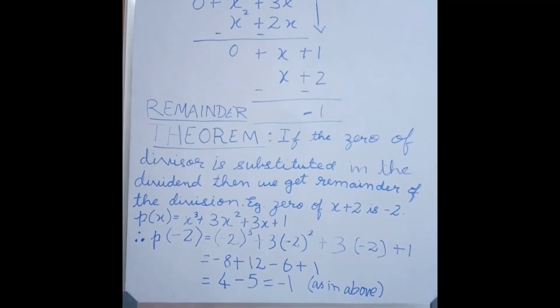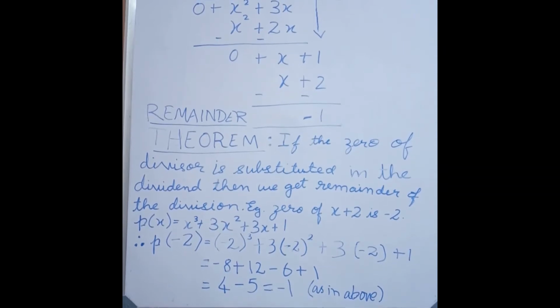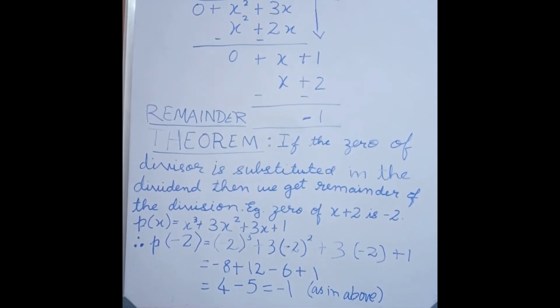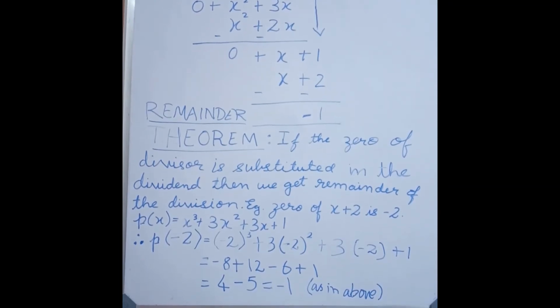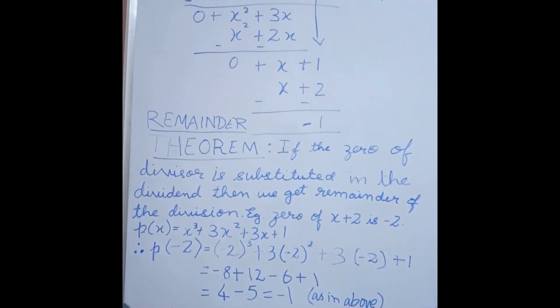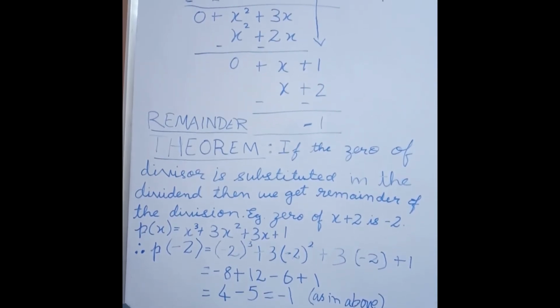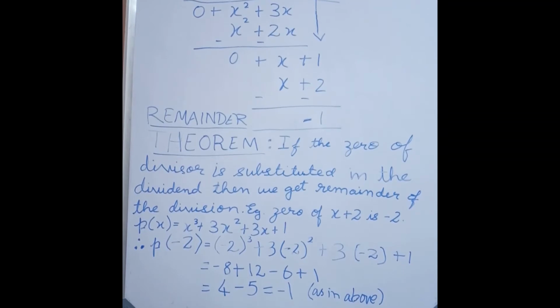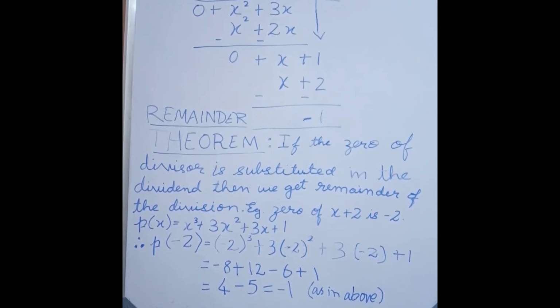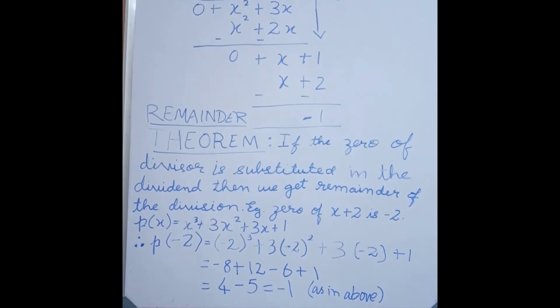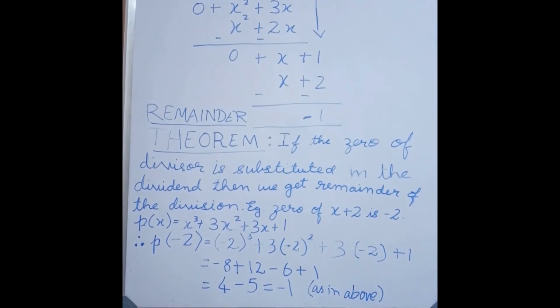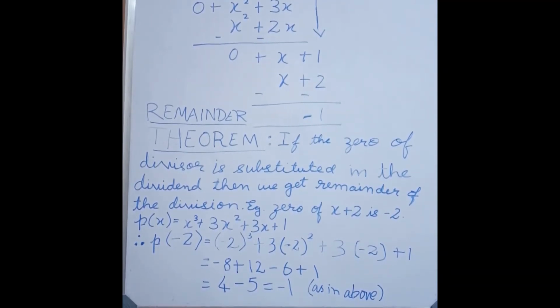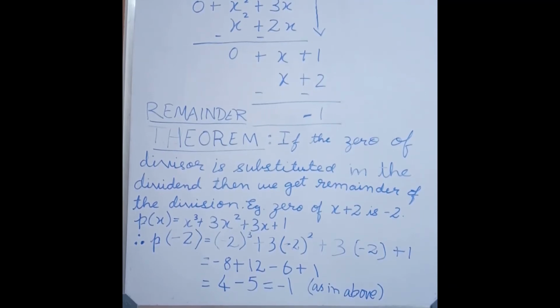See the remainder theorem. The remainder theorem states that if the 0 of the divisor is substituted in the dividend, then we get the remainder of the division. As in the above example, the 0 of divisor x plus 2 is minus 2. Now the dividend is p of x equal to x cube plus 3x square plus 3x plus 1. Therefore, p of minus 2 is equal to minus 2 cube plus 3 into minus 2 square plus 3 into minus 2 plus 1, which is equal to minus 8 plus 12 minus 6 plus 1, which is equal to 4 minus 5, which is equal to minus 1.